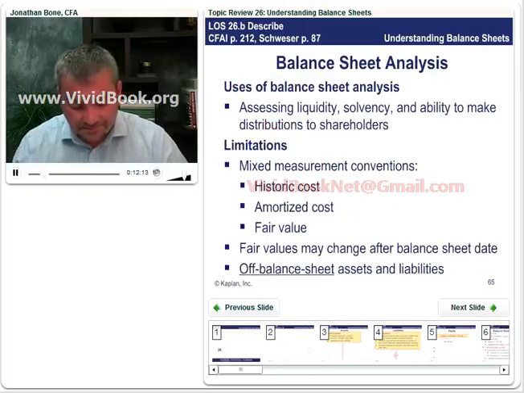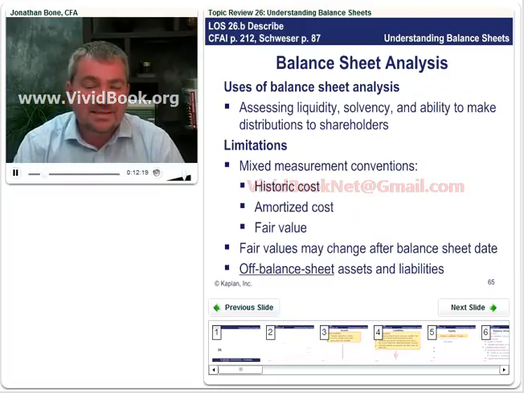Skip 2 slides there. Right, okay, describe the uses and limitations of balance sheet analysis. Well, the uses, we're going to look at liquidity. Liquidity, can we pay off liabilities as they fall due? And of course, classic liquidity ratios are the current ratio and the quick ratio.